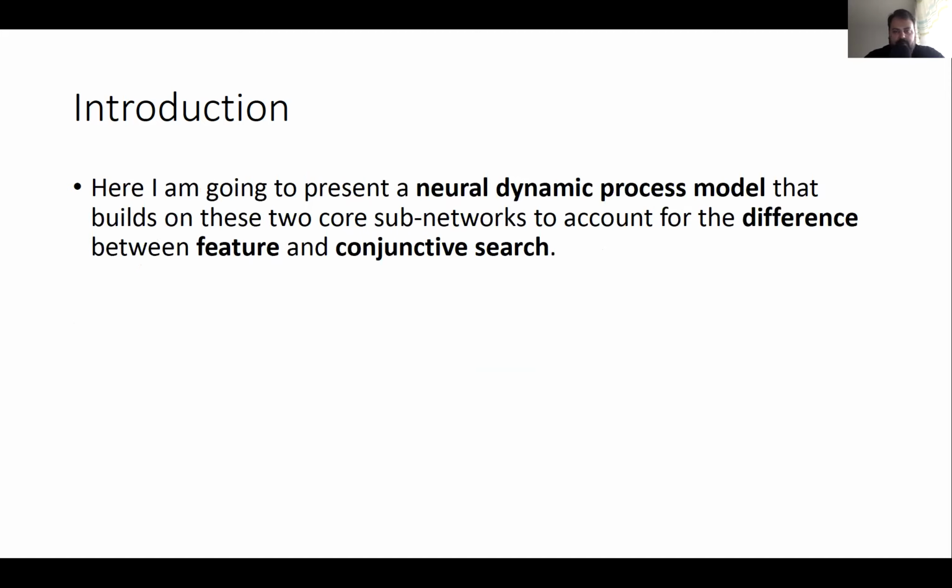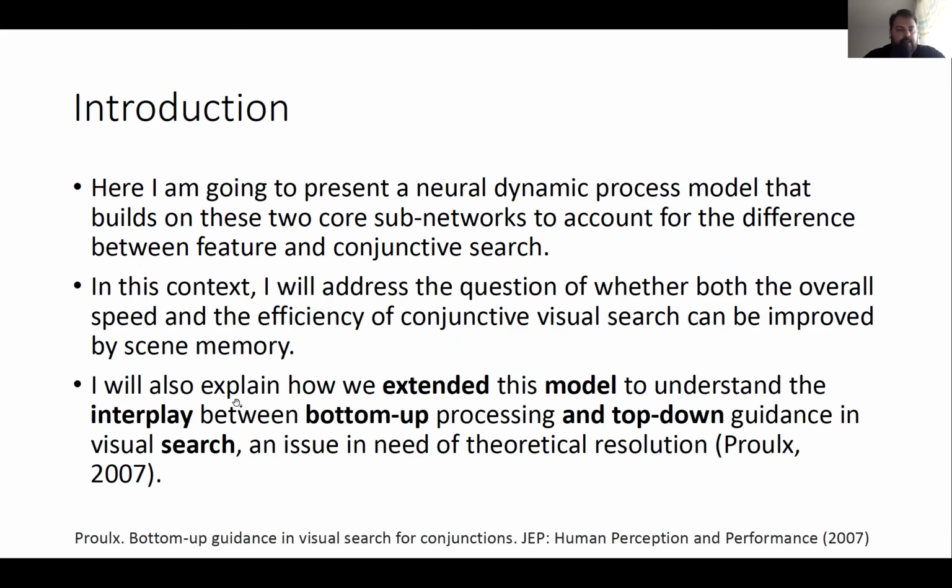And here I'm going to present a neurodynamic process model that builds on these two core subnetworks to account for the difference between featured and conjunctive search. And in this context, I will also address the question of whether both the overall speed and efficiency of conjunctive visual search can be improved by scene memory. And I will also explain how we extended this model to understand the interplay between bottom-up processing and top-down guidance in visual search, an issue in need of theoretical resolution.